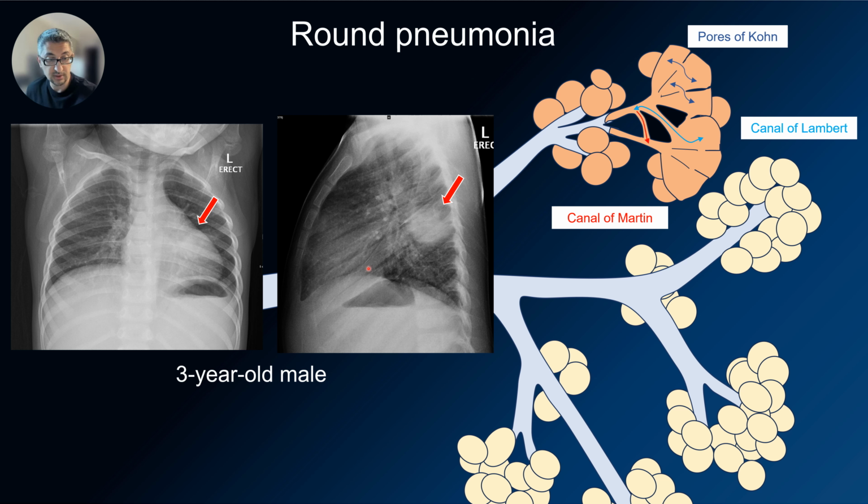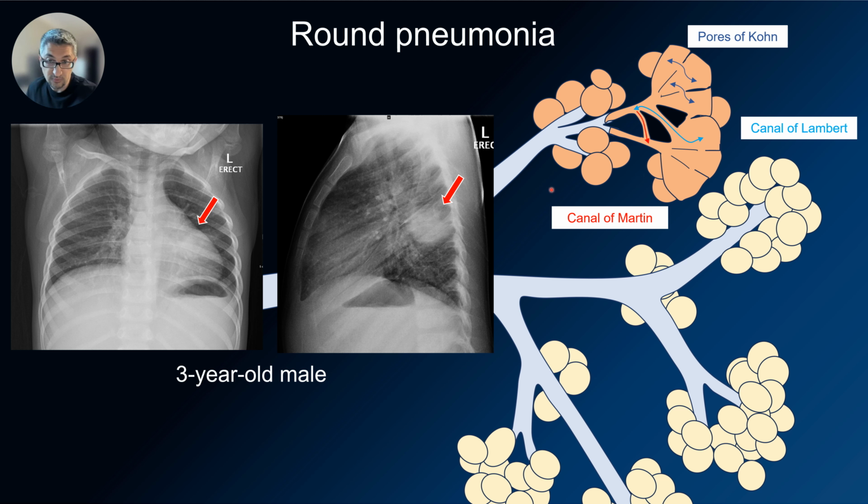This is a specific type of pneumonia which is usually seen under 8 years, because there are collateral airways between the alveoli in children under 8, and these are called pores of Kohn, canal of Lambert, and canal of Martin, and that's why the infection is easily spread in a confined area, causing round pneumonia. And over 8 years, you may need further investigation to exclude an underlying tumor.